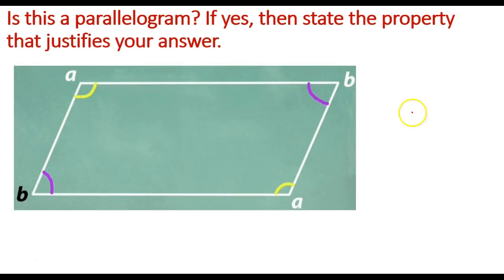All right, is this a parallelogram? We know it's four-sided, but we can't tell by looking. Nothing tells us the sides are congruent or the sides are parallel. But we can look at the angles. This angle B is congruent to angle B here. They are in color to identify that they are congruent. A is congruent too. So opposite angles are congruent. So yes, it is a parallelogram, because opposite angles are congruent.